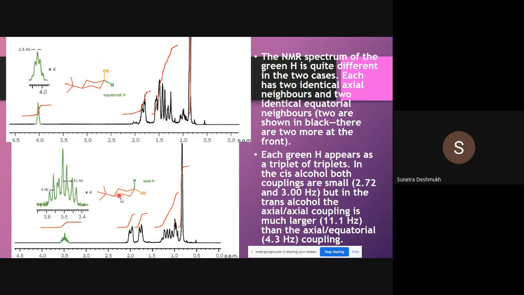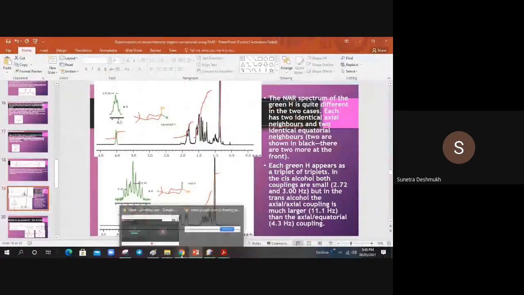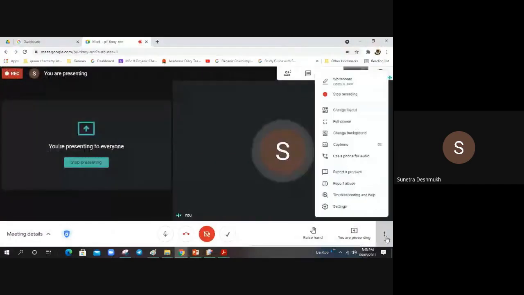equatorial. So if we get NMR in this way, we can analyze the alcohol formed after reduction. Whatever alcohol we get with an 11 hertz J3 coupling constant value, that particular alcohol is trans in nature. So this is the way, with the help of the J3 value, that we can identify what type of alcohol we got after reduction.